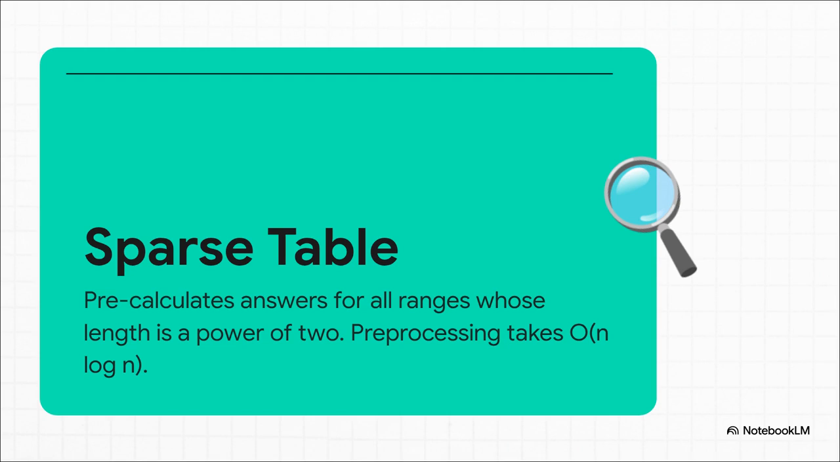For those, we need something else, a sparse table. The idea here is to pre-calculate the answers for all ranges whose lengths are a power of 2, so ranges of size 1, 2, 4, 8, 16, and so on. The setup takes a little longer, O(n log n), but just watch what this lets us do.